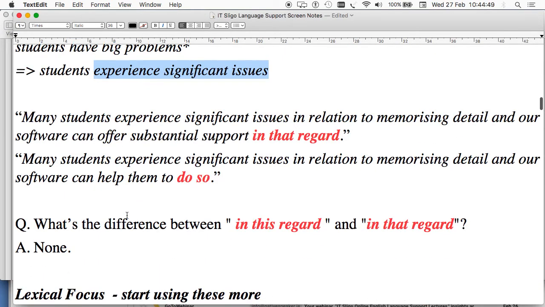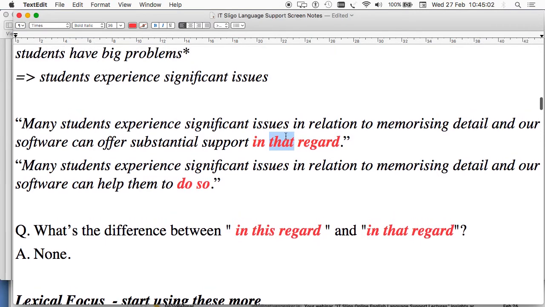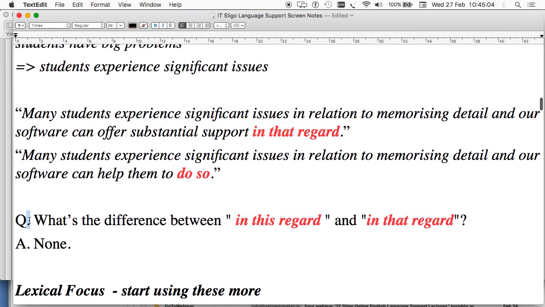We're going to up our game. And another example, many students experience significant issues in relation to memorizing detail, and our software can offer substantial support in that regard. And here you'll see that I put in that regard. A question that we could ask, what's the difference between in this regard and in that regard? The answer is none. Quite simply, none.